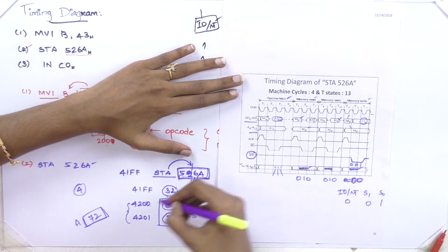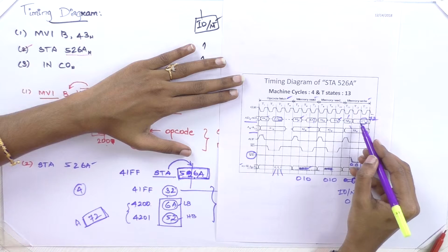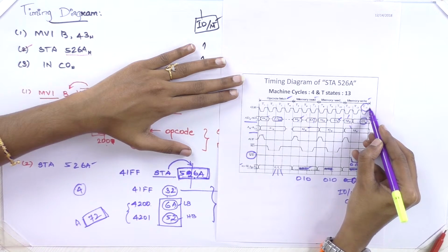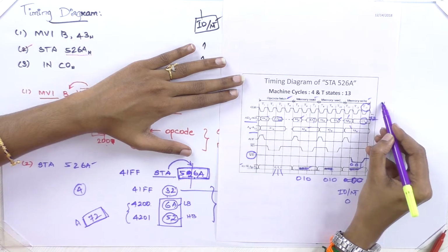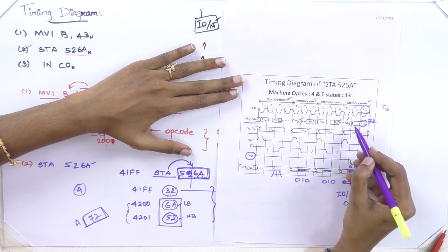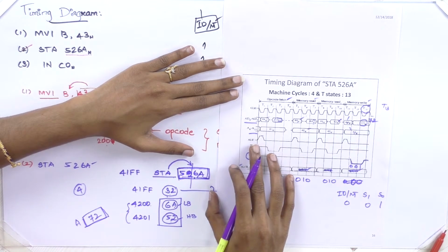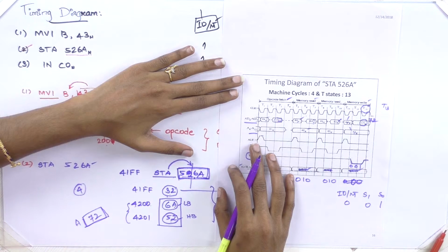Fine, so we have said about 72. This 72 will be written onto the bus. Later, at the last T state, T3, this value will be written into this memory location 526A. Now you got how this store works. So try to write the timing diagram for LDA 6352.